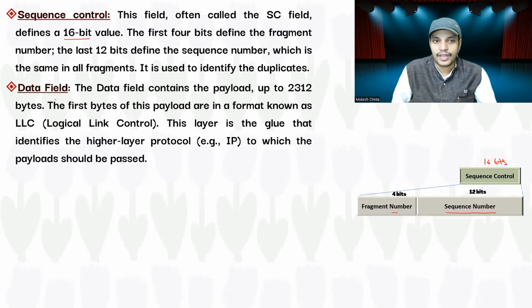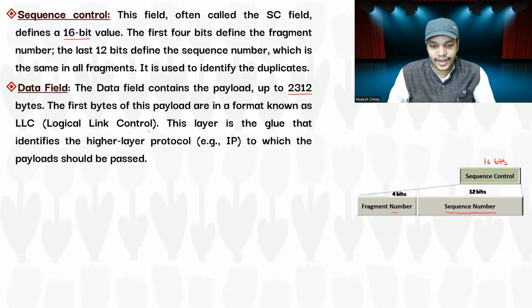The next field is your data field. The data field contains the payload, which is up to 2312 bytes. The first bytes of this payload are in a format known as the LLC, or logical link control. This layer is the glue that identifies the higher layer protocol to which this payload should be passed. Those protocols are actually identified by your LLC layer.